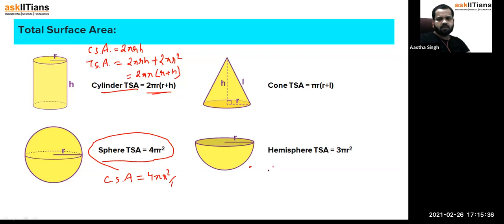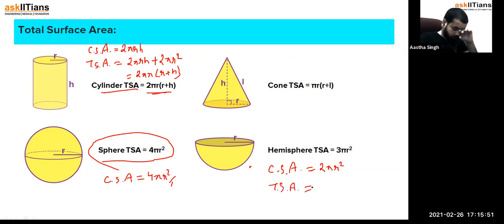In case of hemisphere, if we talk about curved surface area, it will be half of your sphere. So basically 4 pi r square half will be your 2 pi r square. And if you need to calculate the total surface area, total surface area will be equal to what? 2 pi r square plus pi r square. Pi r square of its top, bottom is nothing. So it will be basically 3 pi r square.